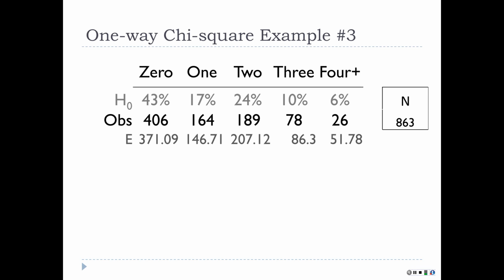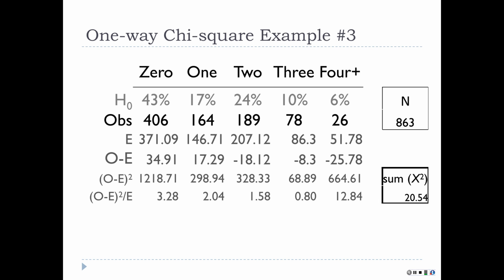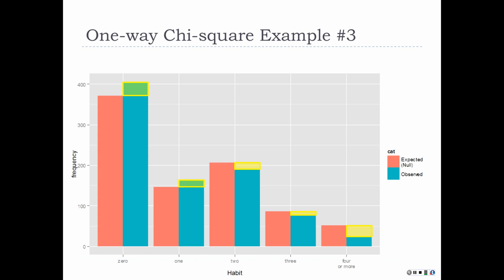So we can look at those differences, and that's just the number version of the graph we just saw. We can look at the differences in absolute numbers here, 34.9, 17, etc. We square those differences. We divide that squared difference by expected, and our chi-squared is 20.54. Now, I'm going to tell you that that's going to be a statistically significant result, which means we reject the hypothesis that the smoking habits are the same. But consider the graph. It's not a lot different, right? So that might not have been something that you would have concluded on your own.